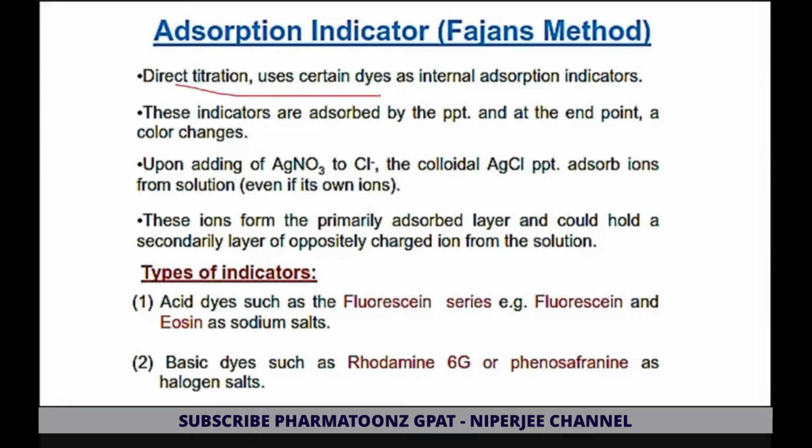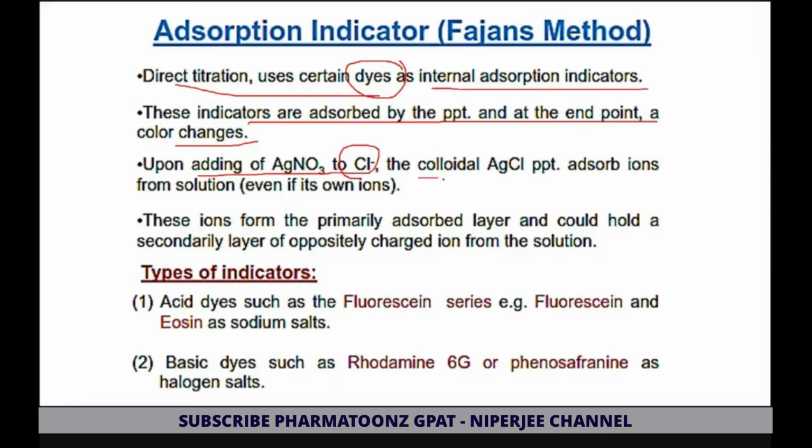So it is a direct titration that uses certain dyes. Fluorescein acts as a dye, an internal adsorption indicator, and these indicators are adsorbed by the precipitates, and at the end point a color change occurs upon addition of AgNO3. So what happens in the first step?